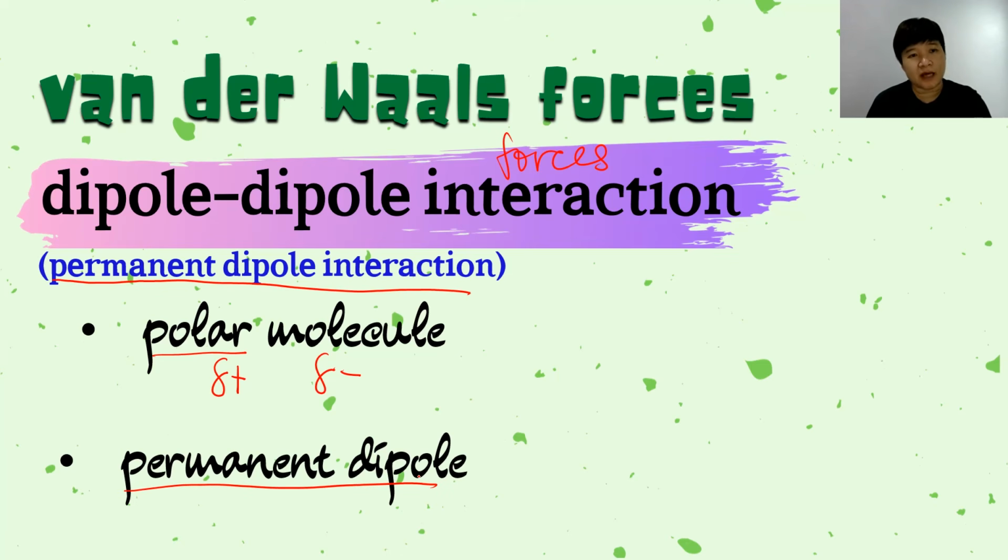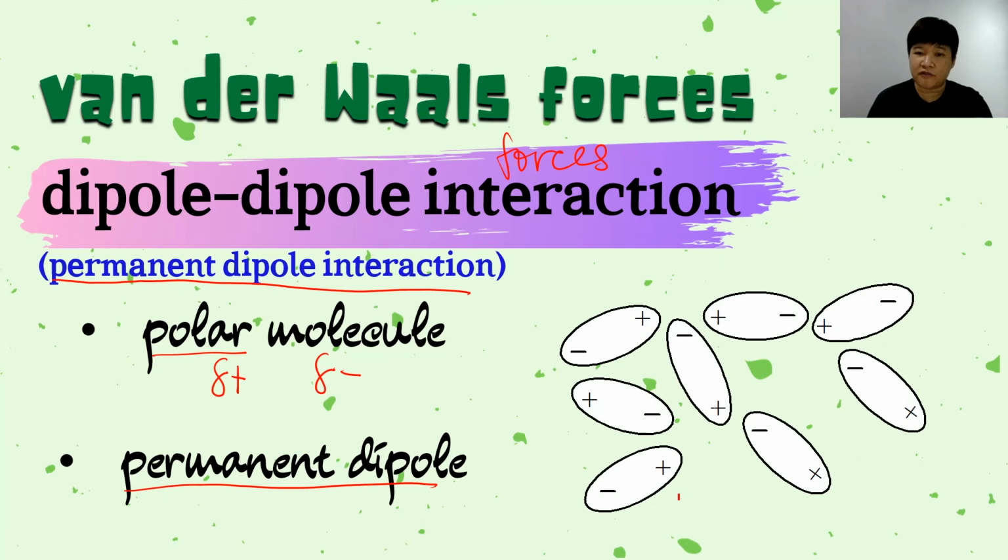And this permanent dipole will cause your dipole-dipole forces to become very strong. So in a beaker that's full of a polar molecule, you can see a partially positive and a partially negative end. So you will have attractive forces between the partially negative and the partially positive. So these forces that are attracted between the partially positive and negative is what we call dipole-dipole forces.